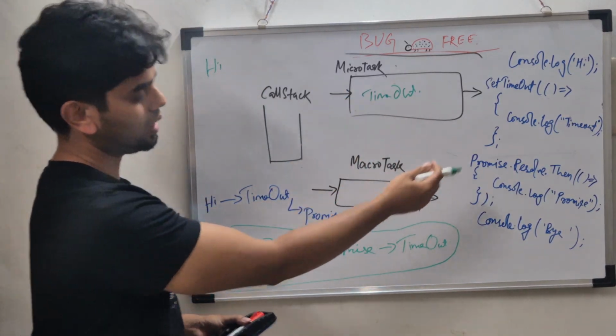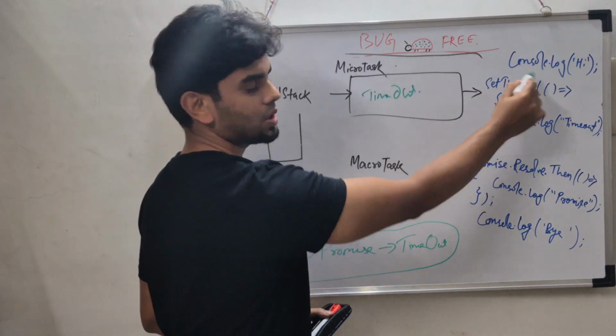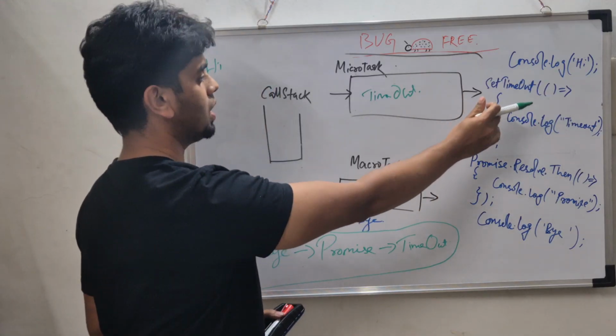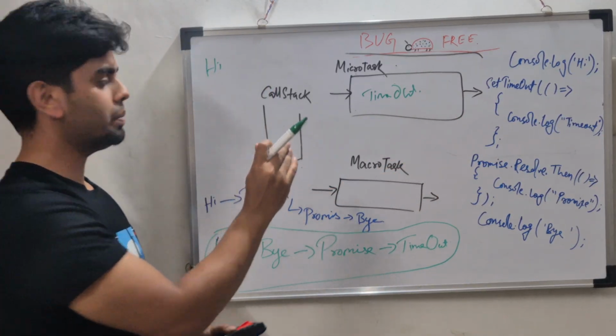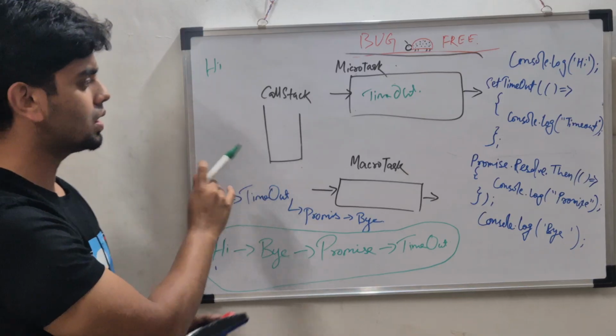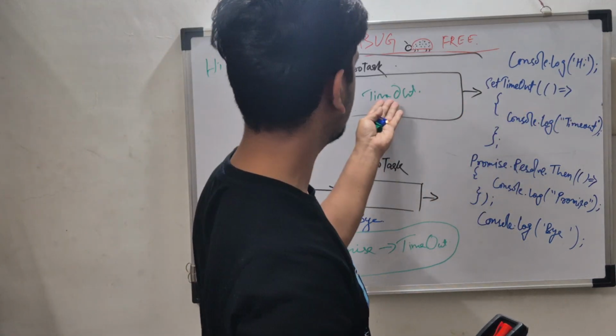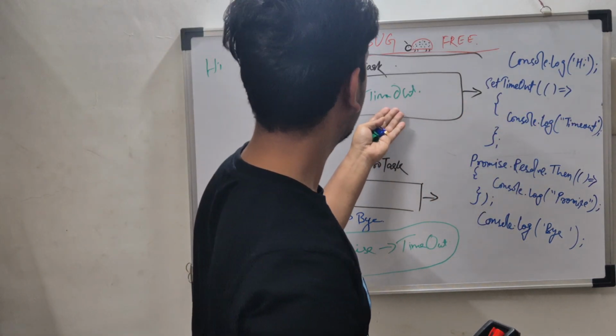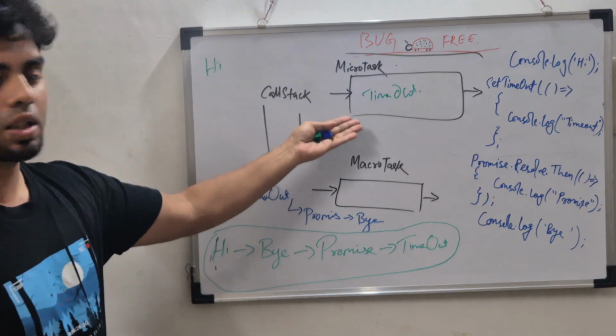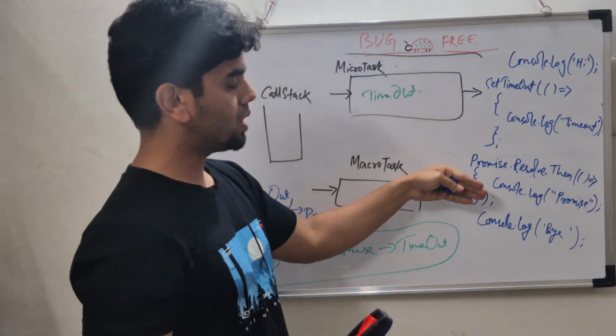It will go to the next code because this is an asynchronous function and it is not getting executed on the call stack. Whatever comes to the call stack only will get executed first, but now the timeout is getting pushed to the micro task. So the micro task will not get executed as soon as the code enters there. It will bypass to the next code.